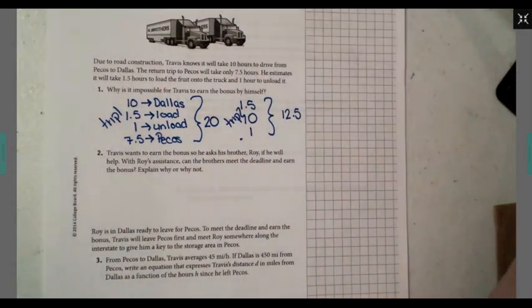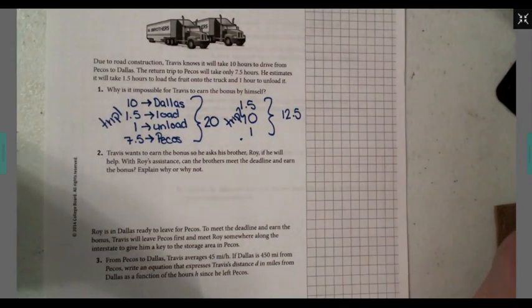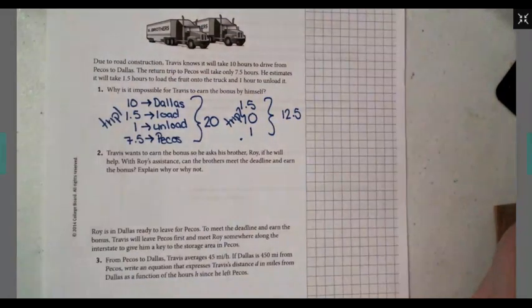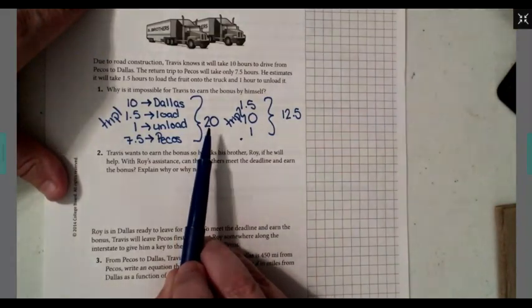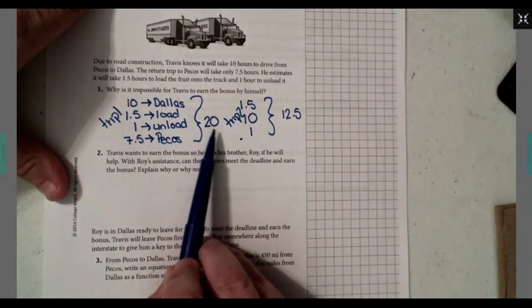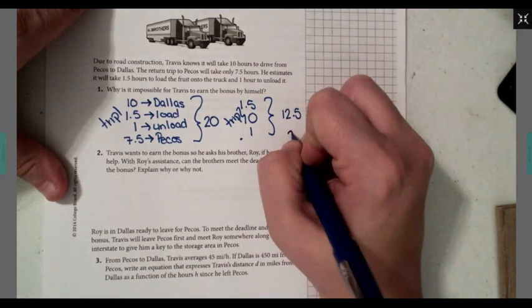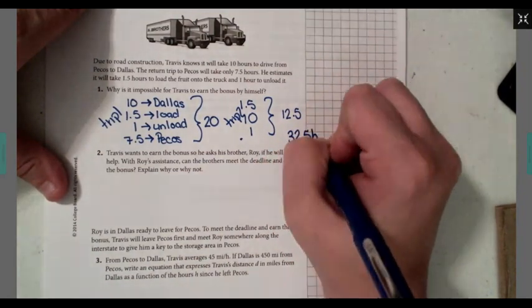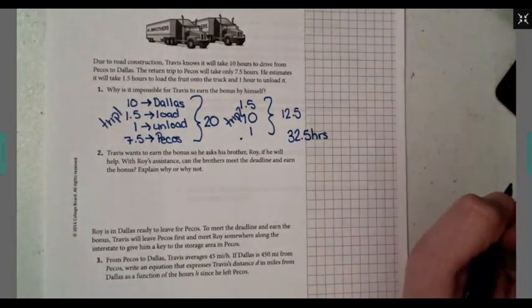Notice I did not count the 7.5 hour drive back home. All I have to do is get the food there to earn the bonus. Doesn't say I have to actually drive back to where I started. But even then, I still would not earn the bonus because we have 20 hours and 12.5 hours, and together that makes 32.5 hours. That's definitely longer than a 24-hour period.